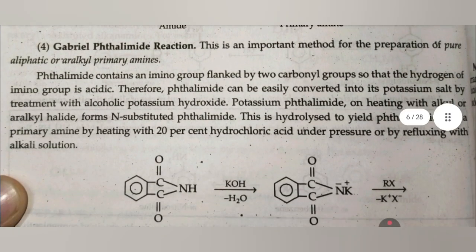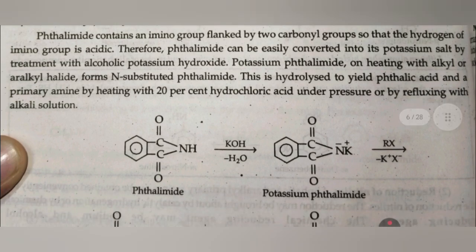Fourth is the Gabriel phthalimide reaction. This is an important method for the preparation of pure aliphatic or alkyl primary amines. Phthalimide contains an imino group flanked by two carbonyl groups, so that the hydrogen of the imino group is acidic. Therefore, phthalimide can be easily converted into the potassium salt by treatment with alcoholic potassium hydroxide.